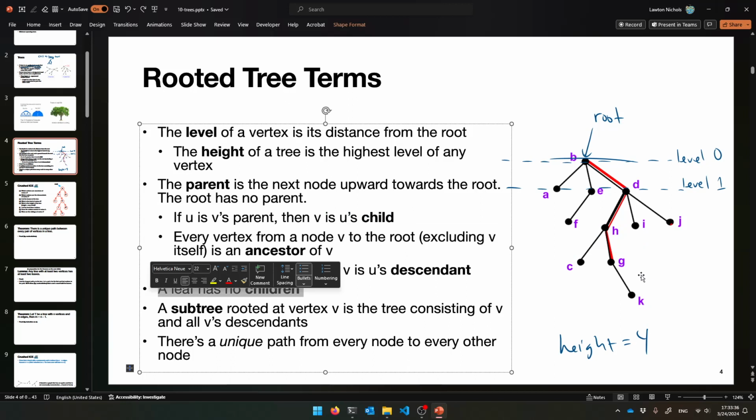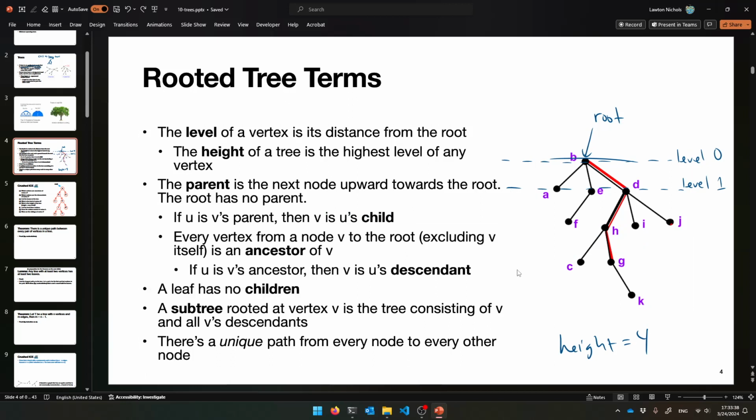Leaves, the things that have no children, are defined like that. Leaves in a rooted graph or rooted tree have no children. So this is a leaf. All these guys are leaves. Okay. Those are leaves. And then finally, we have subtrees.